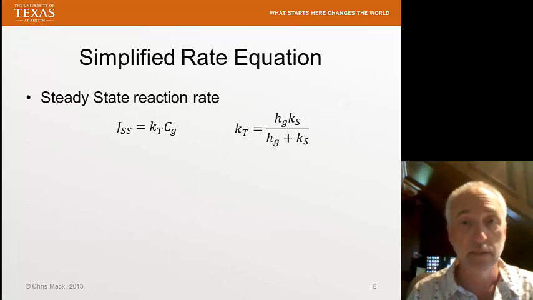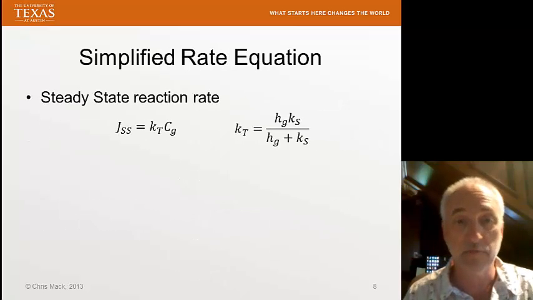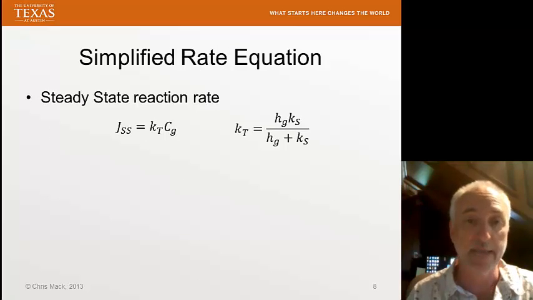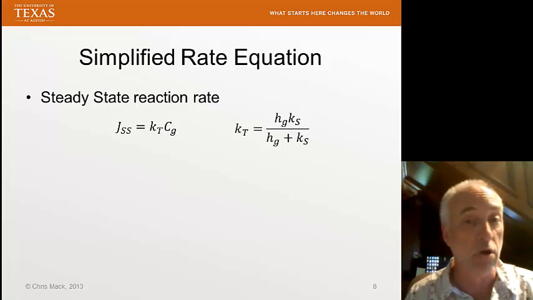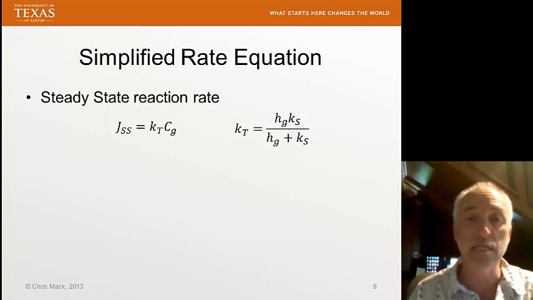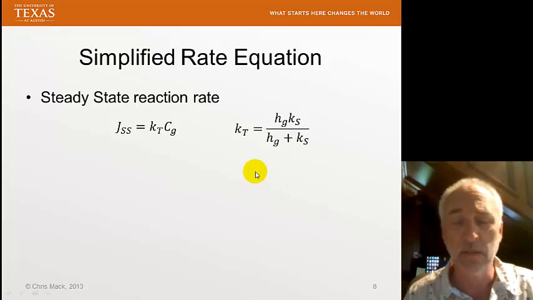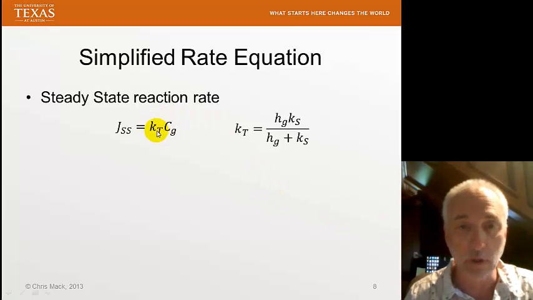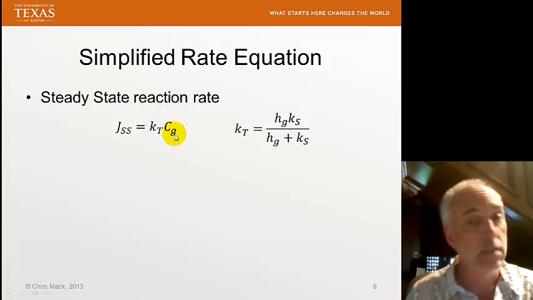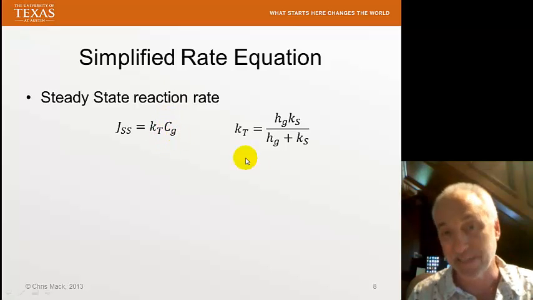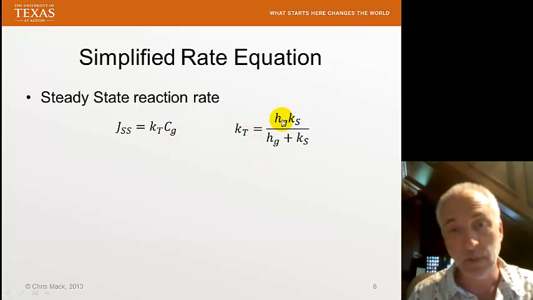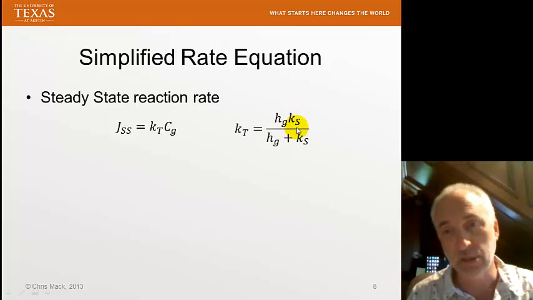And the result is a simplified rate equation. The steady state reaction rate is some overall or total rate constant k sub T, where the capital T represents a total or overall rate constant, multiplied by the concentration of the reactant in the gas phase, in the bulk. This total rate constant is a function of both the surface reaction rate constant, k sub S, and the mass transport coefficient, h sub G.